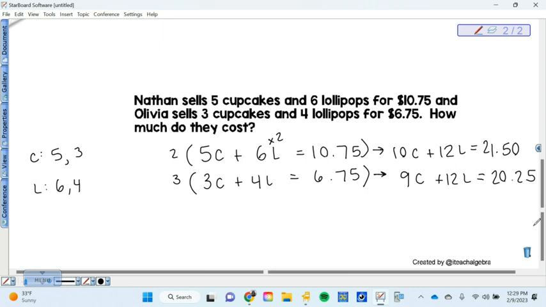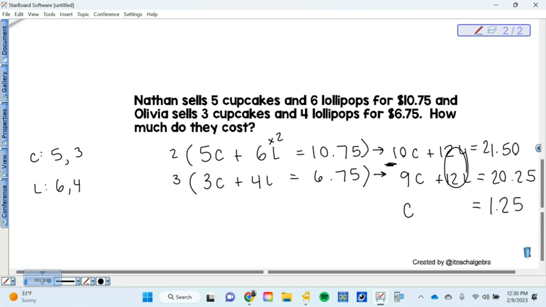So what did we just do? We just multiplied the top equation by 2 and the bottom equation by 3. And now let's compare. What's the coefficients of C? 10 and 9. Are those going to cancel each other out? What about the coefficients of L? 12 and 12, right? What do I have to do? Add or subtract? Subtract. So 10C minus 9C is 1C, or just C, right? And 12L minus 12L, that's 0. So now I have C equals 2150 minus 2025.